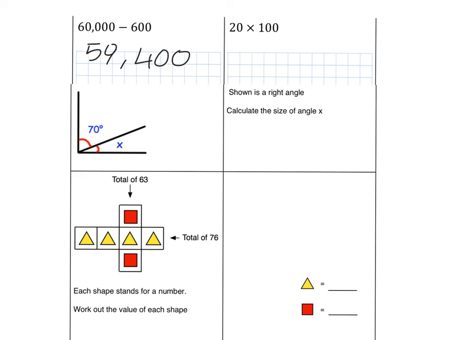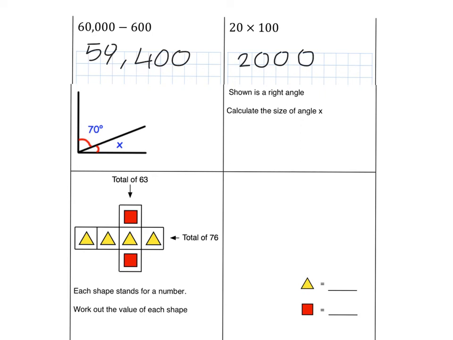So 20 times 100, again, easier to do this here. So in previous work we looked at when you multiply, for example, this number 20, if you multiply this number by 10, you would add on a 0. But you're multiplying it by 100, so you're adding on 2 zeros, and the number becomes 2,000.